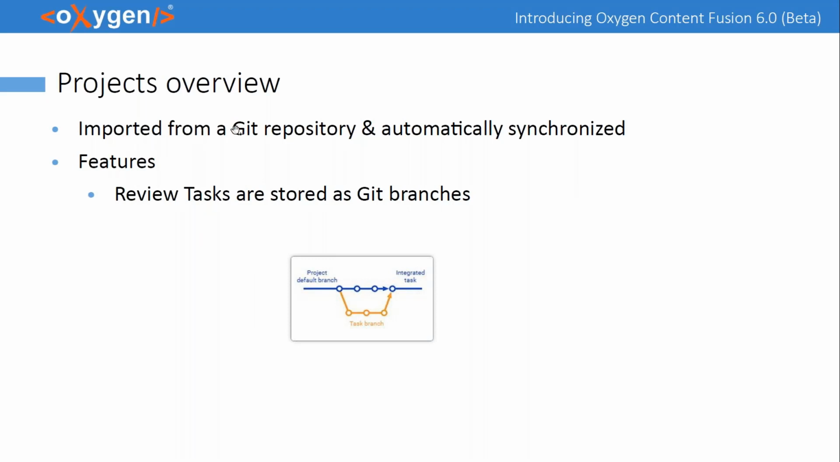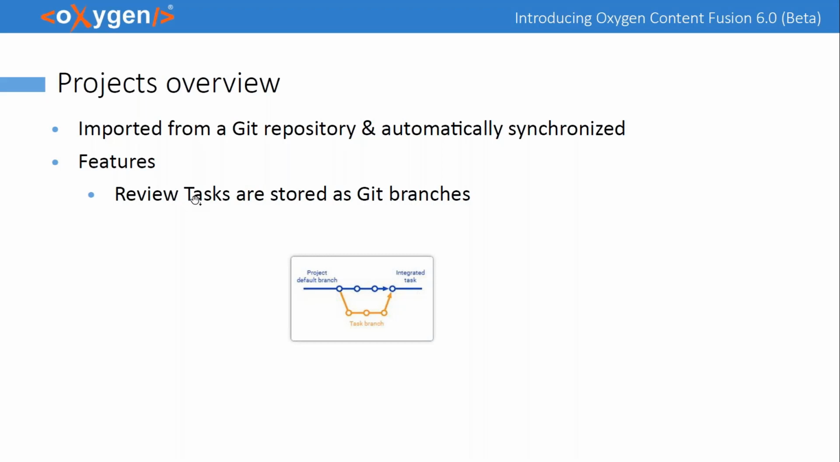In the previous version of Content Fusion, review tasks were recording the history of the suggestions that reviewers made, and this history was stored in a Git repository that you could download from the Content Fusion server. The problem with this approach is that this history is separate for each review task, and you have to download an archive and open it with a Git client, which may be cumbersome.